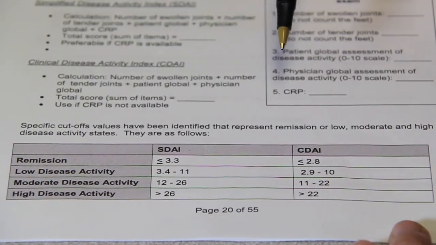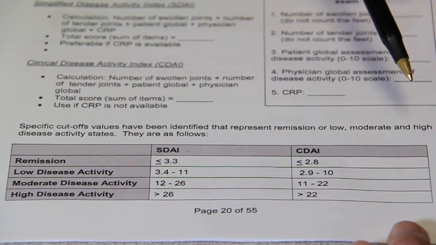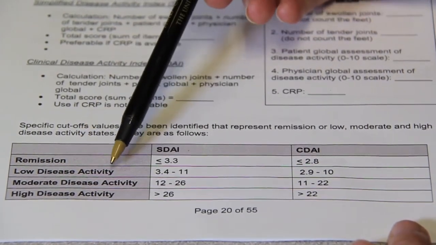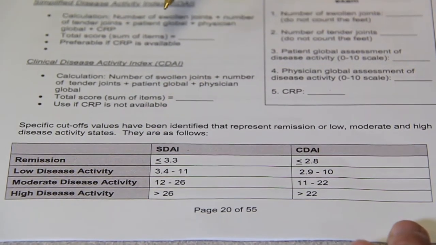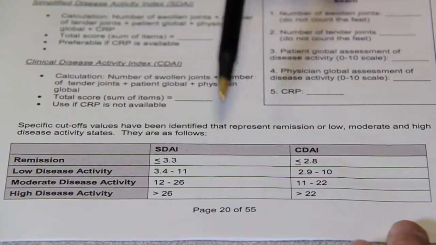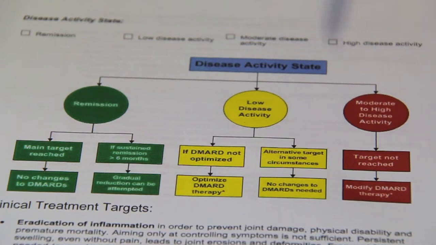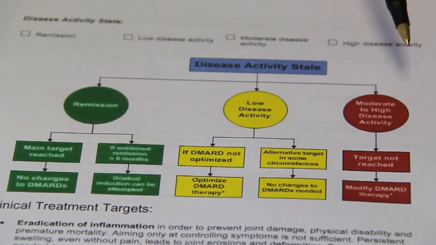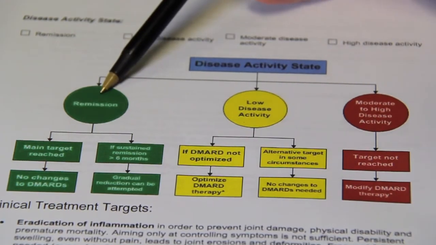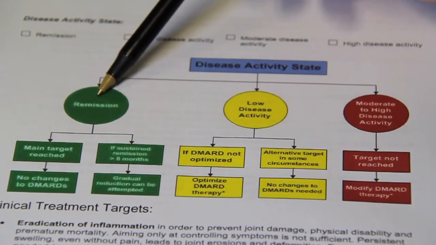Cutoffs have been established for the SDAI and the CDAI to classify whether patients are in remission, low, moderate, or high disease activity, depending on the value of the SDAI or the CDAI as shown in this table. And finally, this is a flow chart based on the results of the disease activity index. And if the disease activity index score indicates remission, as indicated by the green, it means that our main target has been reached, and we don't need to change the DMARDs.